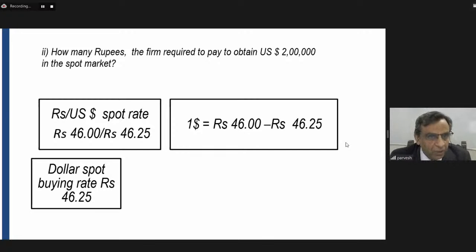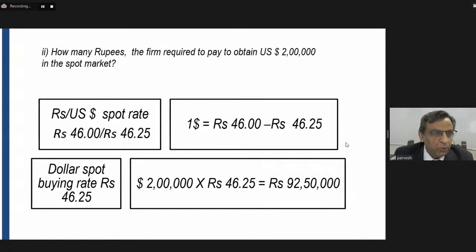Because when you sell, you will get 46 rupees, but when you buy dollars, you have to pay a higher amount. So ask is always higher than the bid. So the rate will be 46.25. That means $2 lakh multiplied by 46.25. So he will pay 92 lakh 50,000 rupees.